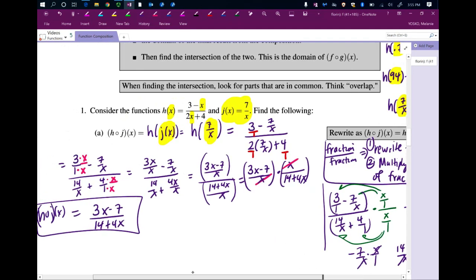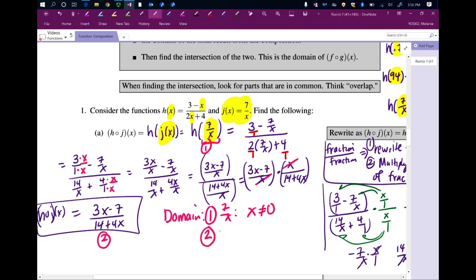I told you there's 2 places to check. First place to check is the inner function. Second place to check is the final simplified answer. So for the domain, piece 1, we have 7 over x. Well, we know the domain of a rational function is where the denominator is not 0, right? So x cannot be 0. If you divide by 0, that's what killed the dinosaurs. So that's how we find the domain of the inner piece.